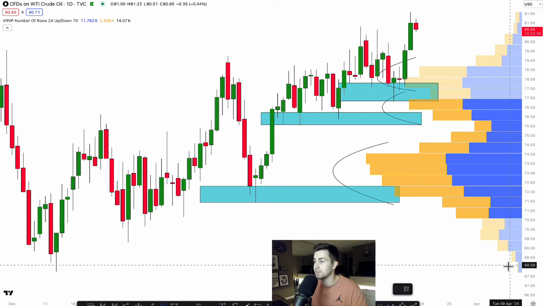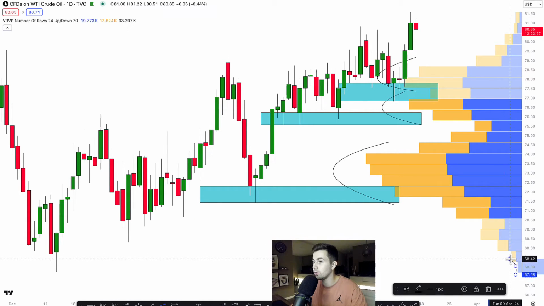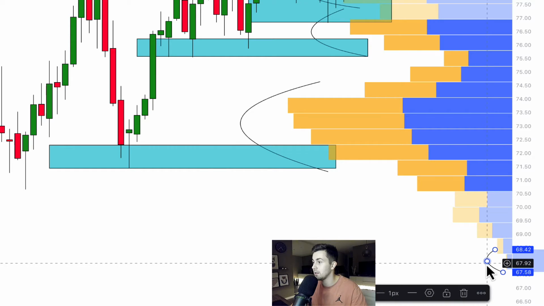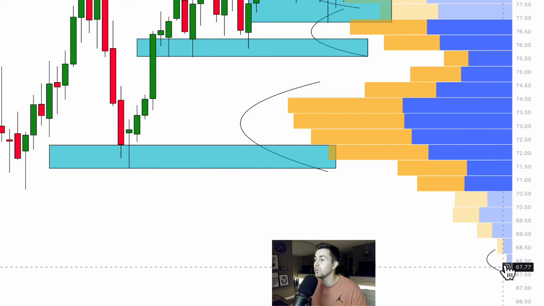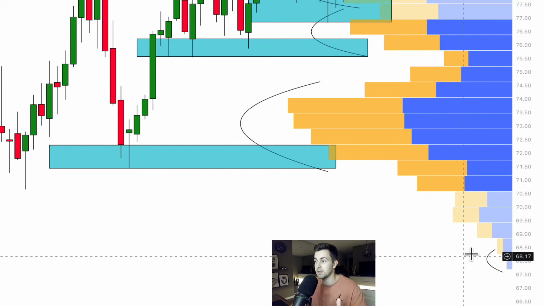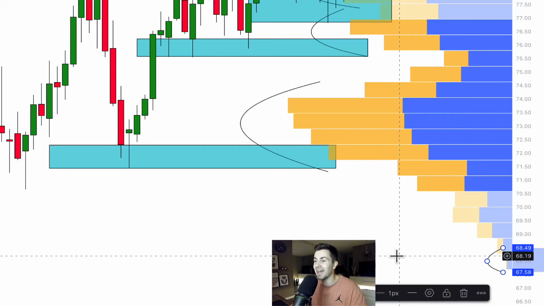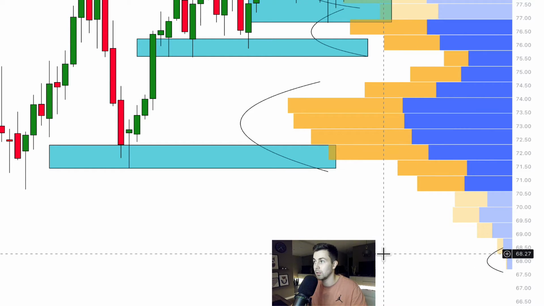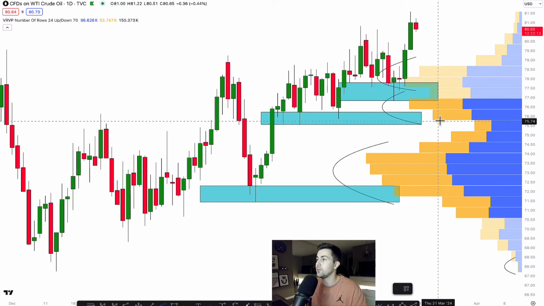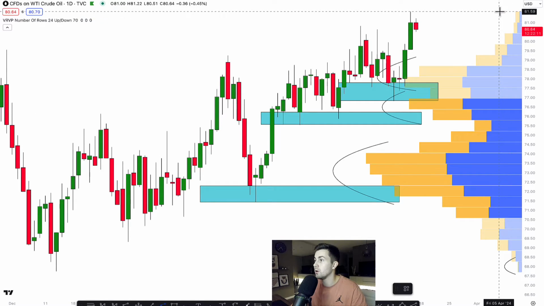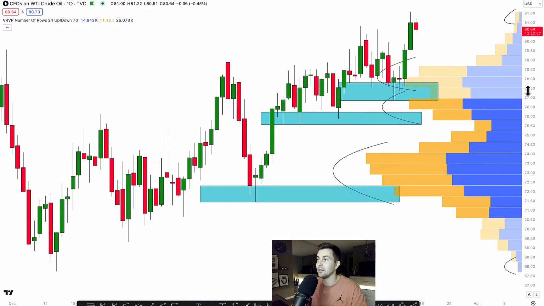And here is the example of a low volume node. Here it goes. You can see that here we have almost no volumes, and it is the perfect example of the lack of interest and low liquidity. We also have a very peculiar low volume node right here, right? That will be our second low volume node.